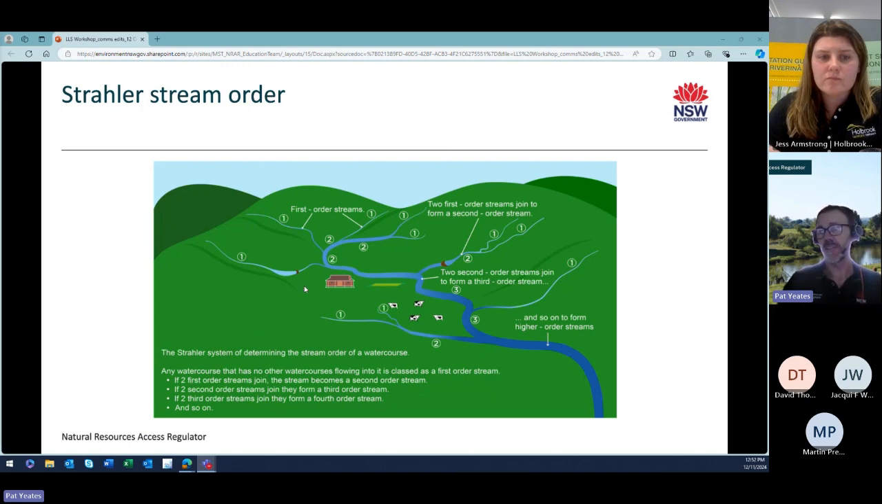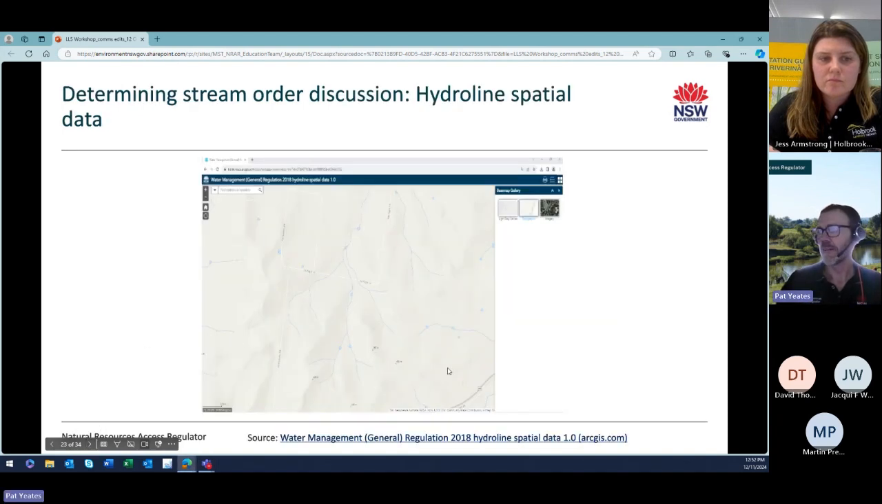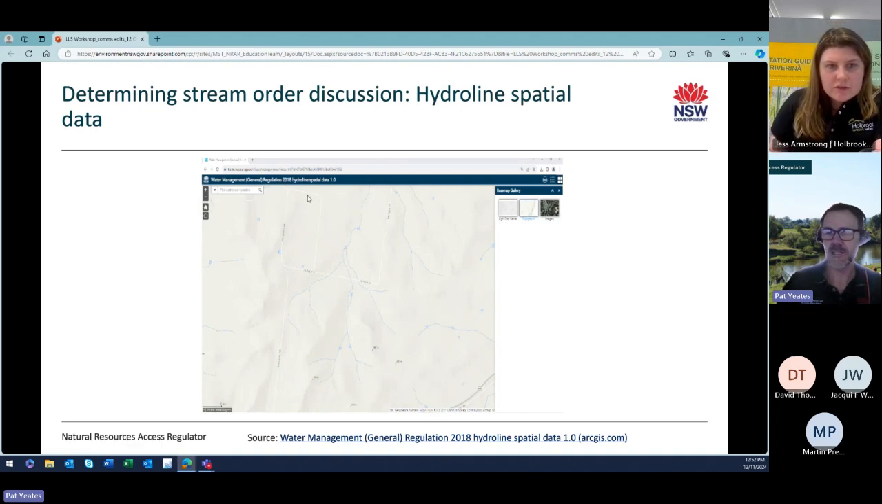So it's great to look at that diagram, but then you go, well, how do I know what's what on my property? Has it folded over to the next screen now, Jess? There should be a water management regulation, just the hydroline data. Is that showing up there now? Yep. Yes, cool, it has.